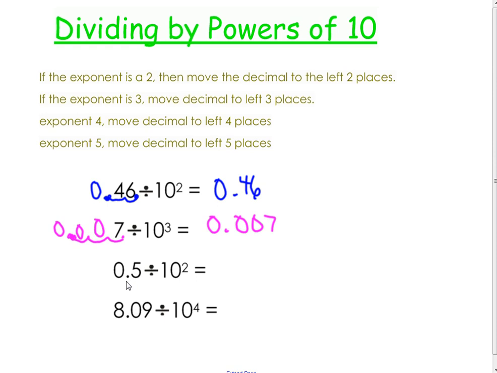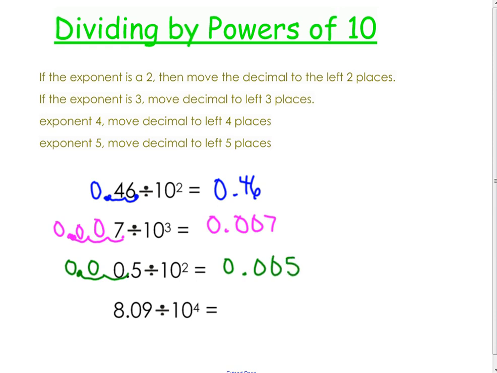Next one, there's a decimal point here already, and we have a 2 as our exponent. We're dividing. We're going to move to the left 2 places. So we're going to move it to the left 1, 2. We need a 0 placeholder here as well as in the ones place. So 0.5 divided by 10 squared is 0 and 5 thousandths.